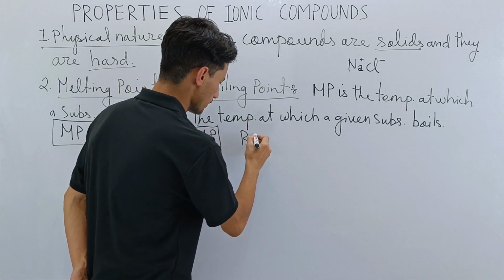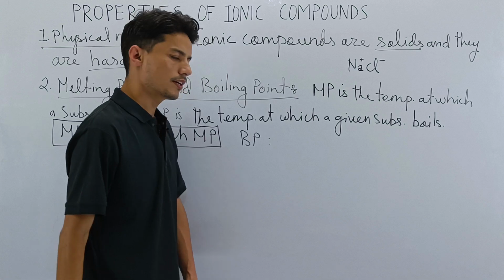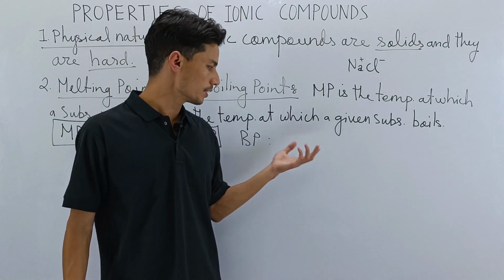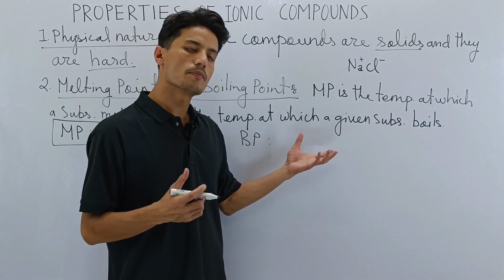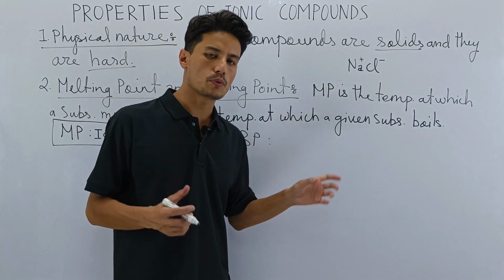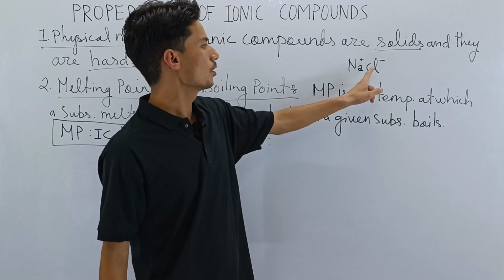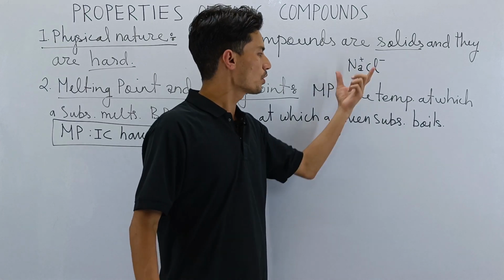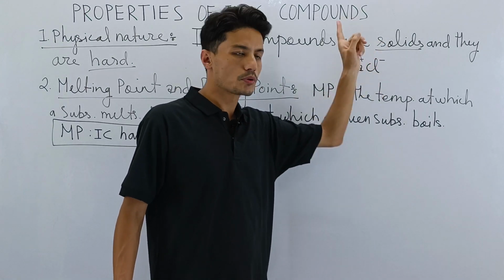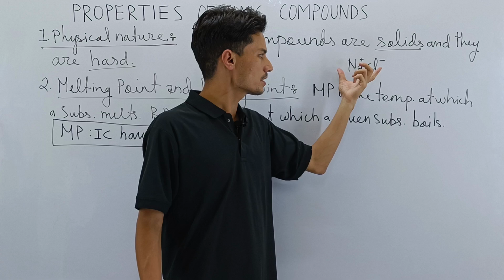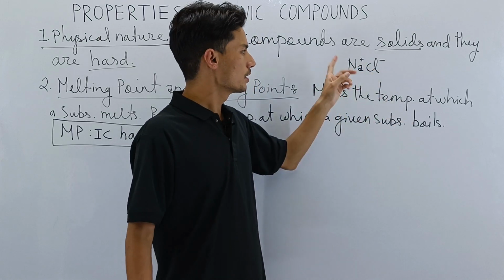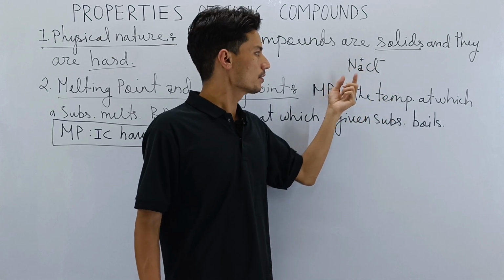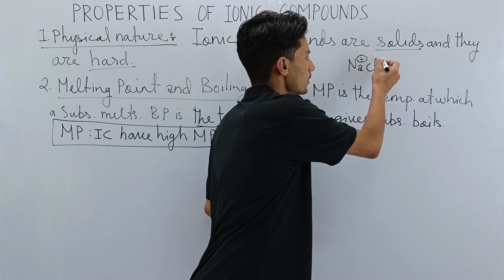What about boiling point? Boiling point is also the same. If ionic compounds have high melting point, then ionic compounds will also have very high boiling point. So both the melting point and boiling point of ionic compounds are high. The reason is the strong force of attraction which exists between the two ions, sodium ion and chlorine ion, between the positive ion and the negative ion. Here I am taking the example of NaCl, but it can be any element, and it is always between the positive ion and the negative ion.